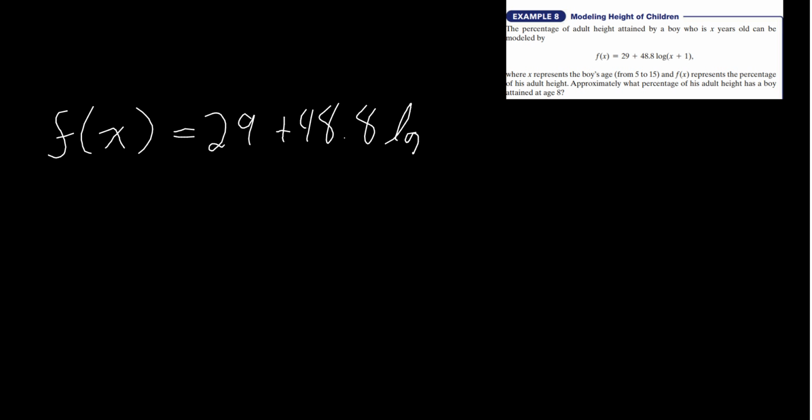If he's 8 years old, and x is how many years old the boy is, then all we have to do is plug in an x for this particular problem. So let's rewrite the function. f of x is equal to 29 plus 48.8 log of, and then we substitute in an 8 here, 8 plus 1. So it's basically natural log of 9, right?